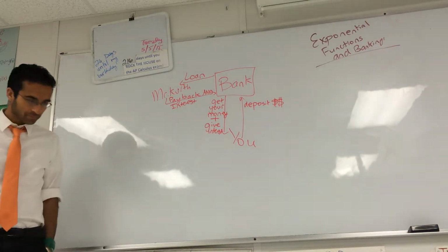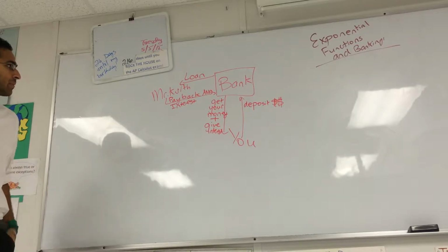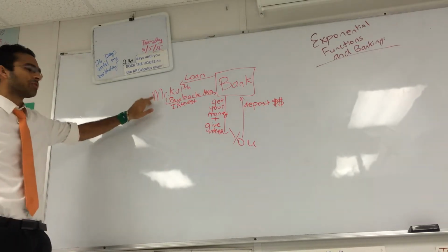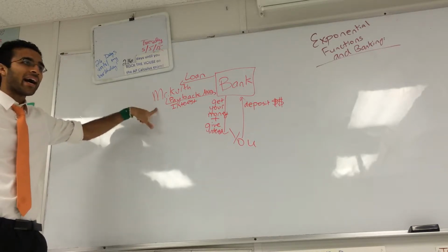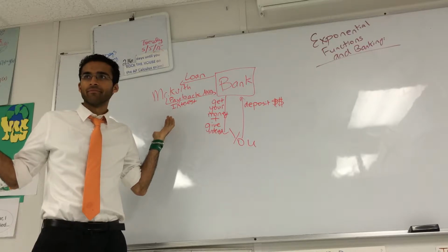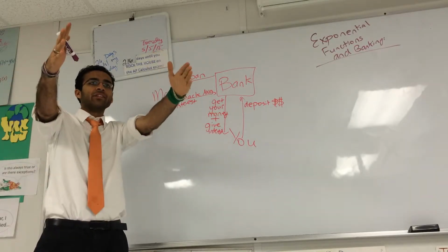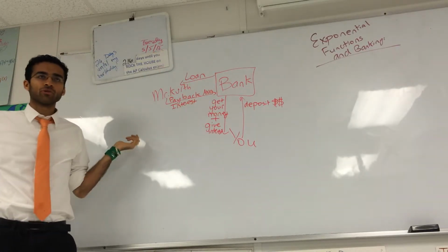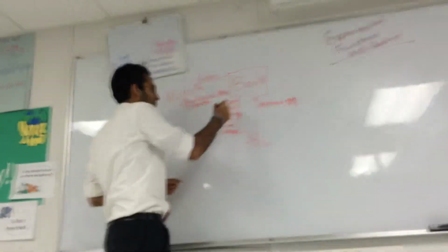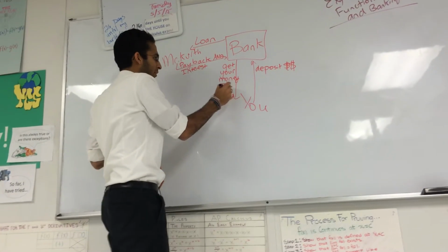It's a good point. So now, the bank makes a profit by doing this. The bank charges Mr. Kurth a higher interest rate than they pay you. That's how banks make money. They give you less interest than they get from the person who they make a loan to. It's that simple. That's how banks make money. So right now what we want to focus on is right here. This right here.